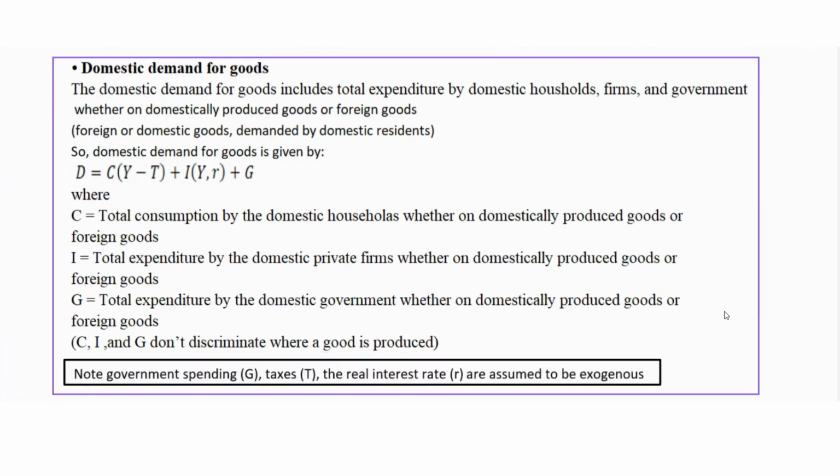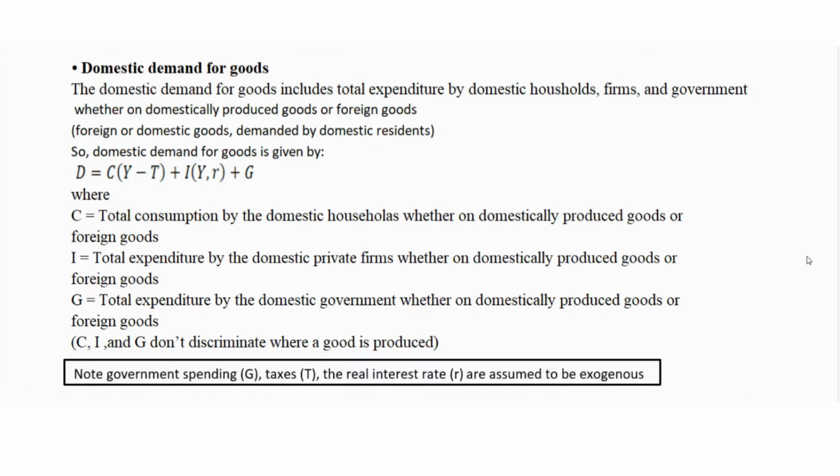So if we start off talking about domestic demand for goods, the domestic demand for goods includes total expenditure by domestic households, firms, and government, whether it's on domestically produced goods or foreign goods. So it's all the foreign or domestic goods demanded by domestic residents. So domestic demand for goods is the domestic demand for domestically produced goods or foreign goods.